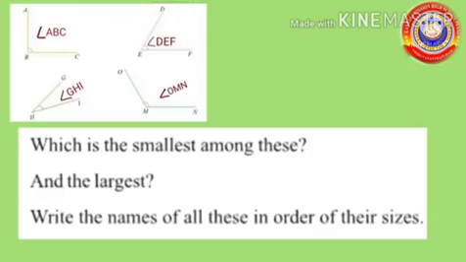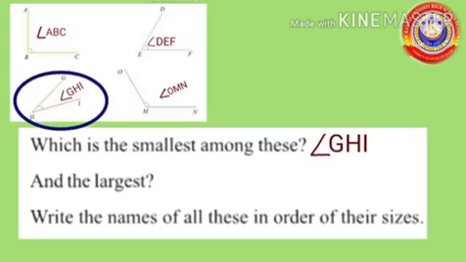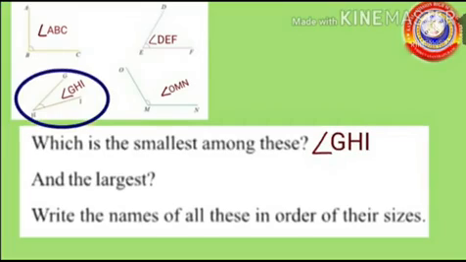Next, we have to answer these questions based on these angles. Which is the smallest angle among these? We know that the lowest spread angle is the smallest angle. Here, the lowest spread angle is angle GHI. So, the smallest angle is also angle GHI.